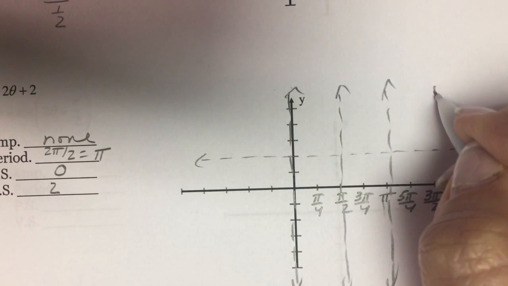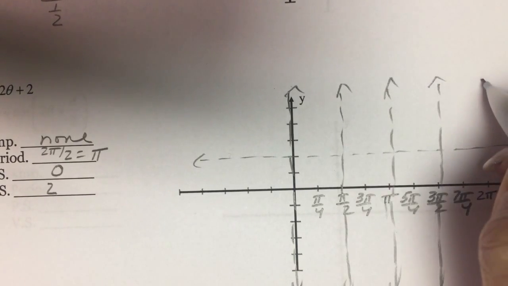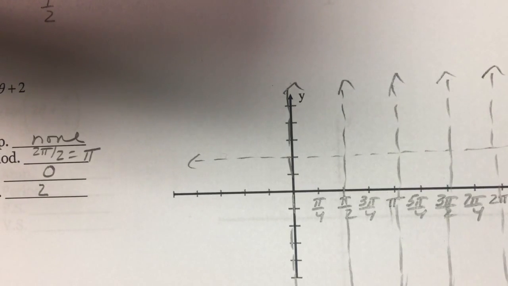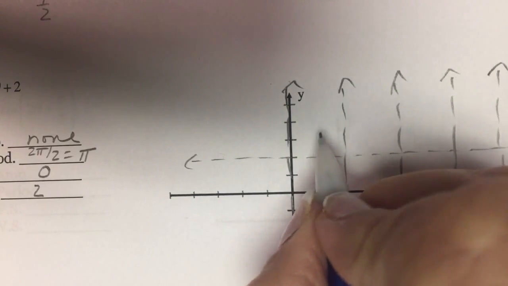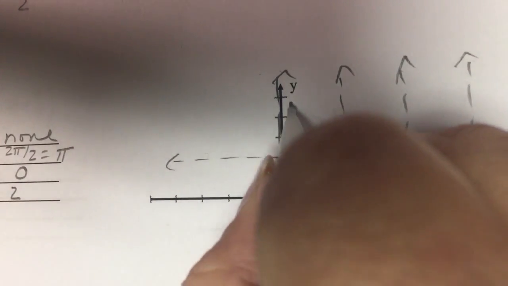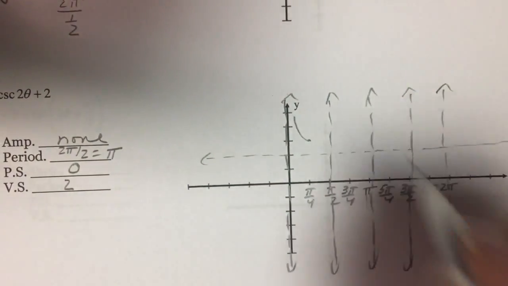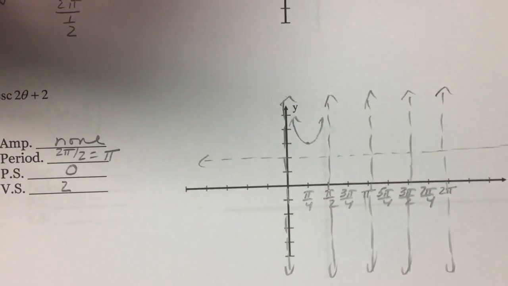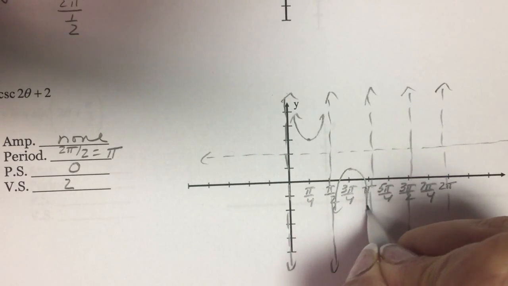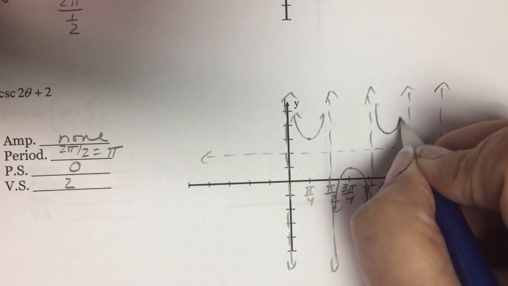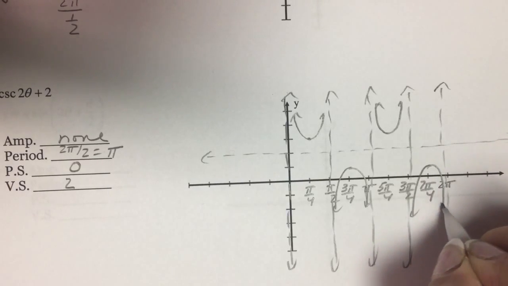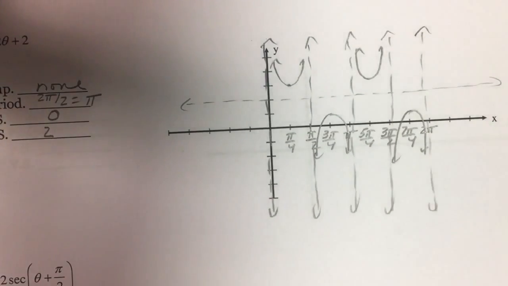Oops, I kind of missed that one. Okay, so remember this is now the x-axis, so we're going to go one above, and then one below, and then one above, and one below. And there's what that graph looks like.